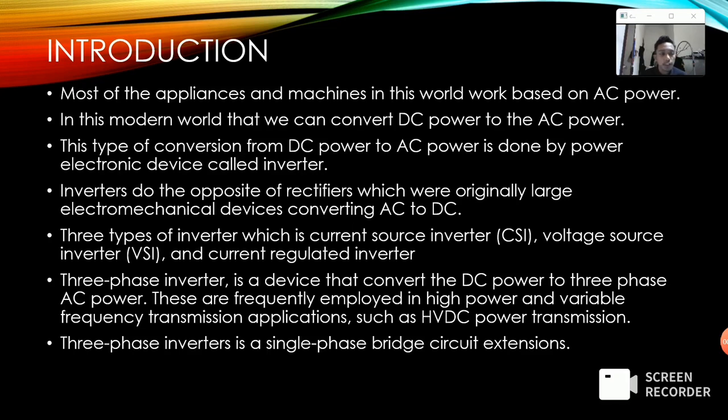We have three types of inverter, which are current source inverter (CSI), voltage source inverter (VSI), and current regulated inverter. A three-phase inverter is a device that converts DC power to three-phase AC power. They are frequently employed in high power and variable frequency transmission applications, such as HVDC power transmission. A three-phase inverter is a single-phase bridge circuit extension.